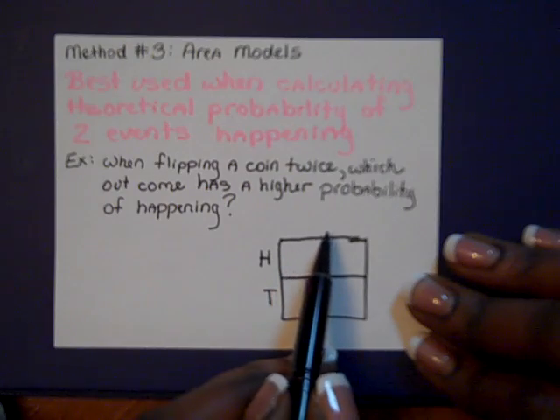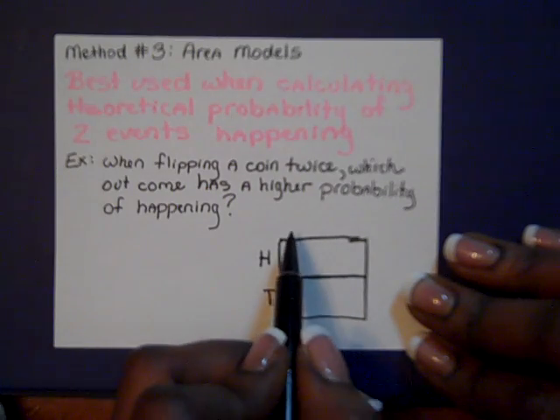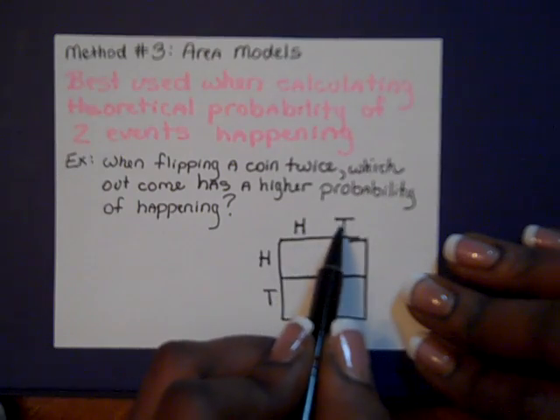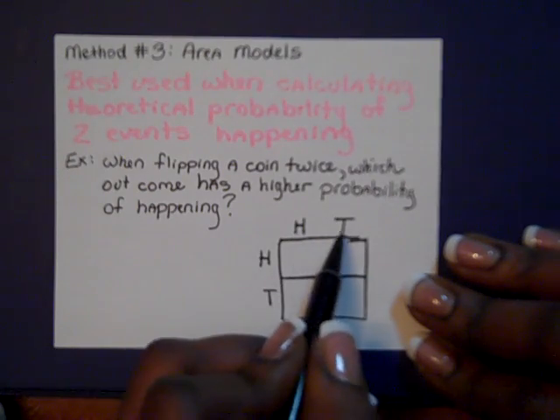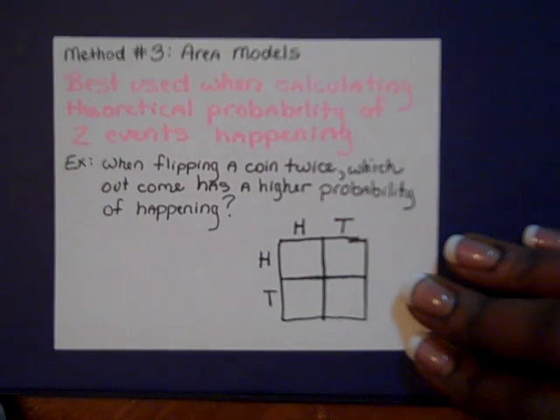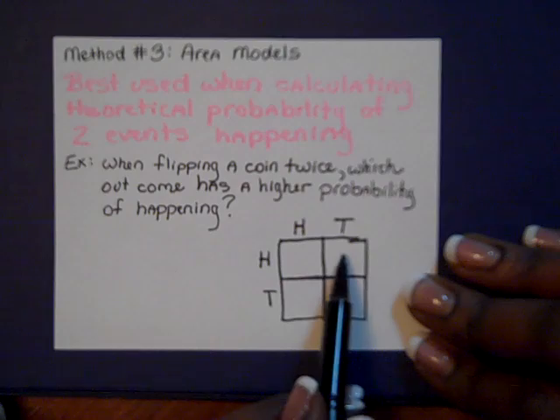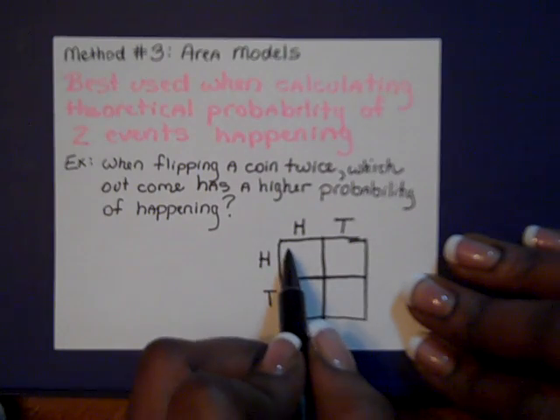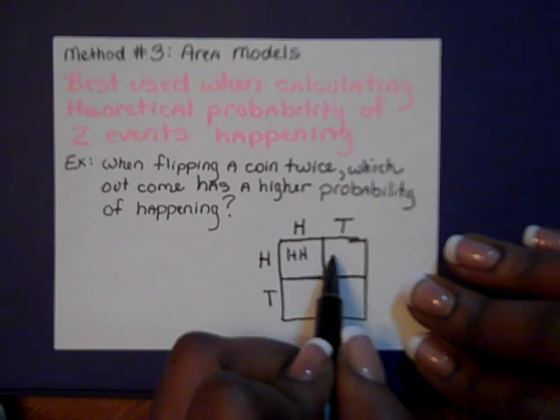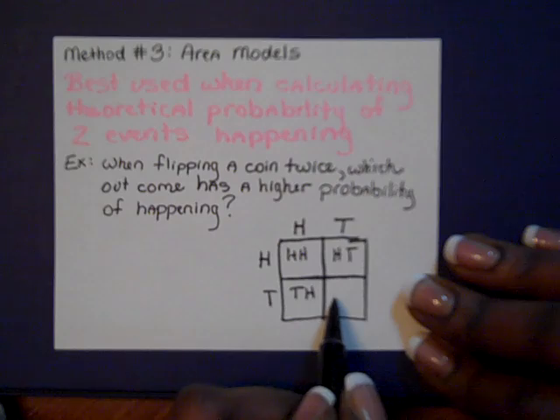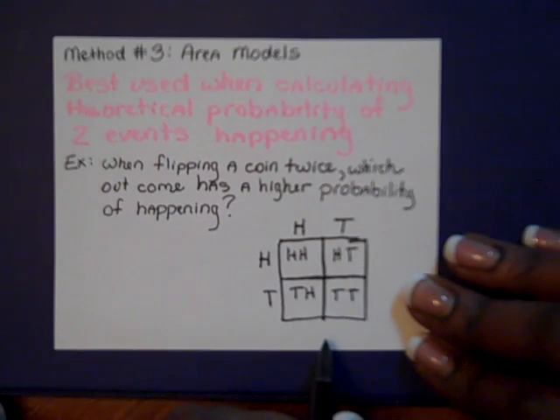Now I'll come over here to the top, and again, if I flip the coin the second time, I'm still going to either get heads or tails. Both events still have the same chance of occurring, 50-50, so I'll just draw straight down the middle. And what you see here are different areas that represent each possible outcome. 2 heads, heads and then tails, tails and then heads, or 2 tails.